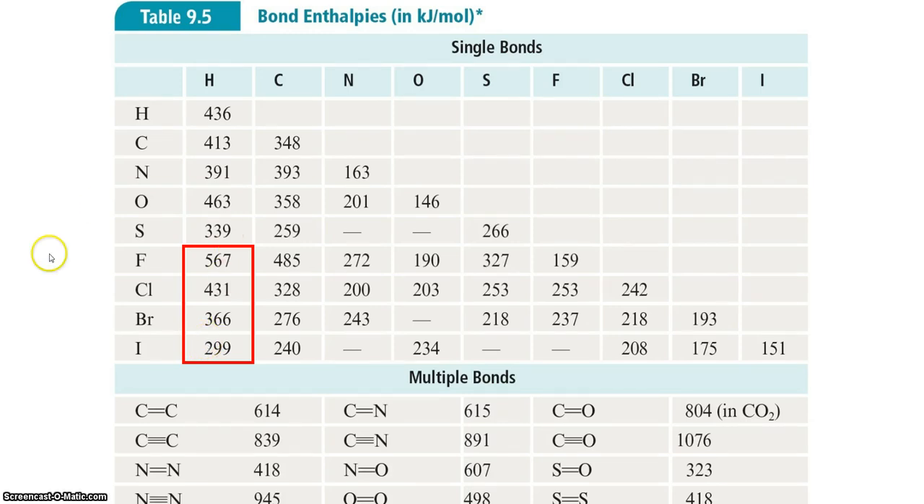So HF, which has the strongest bond and the smallest atom in this group of four atoms, is the weakest acid in this selection of binary acids. In fact, it is a weak acid, whereas HCl, HBr, and HI are all strong acids. Okay, so you can see the effect here of the size of the atom.